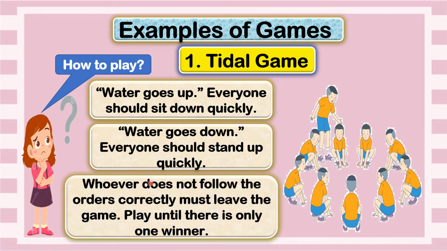Now, whoever does not follow the orders correctly must leave the game. So for example, when he says "water goes up" and one student is still standing, that player will be out of the game. And then they will play until there is only one winner.